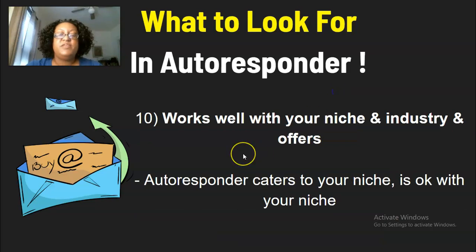Okay. The next thing, and this is really important, I learned this lesson the hard way. You need to pick an autoresponder that works well with your niche and your industry and your offers. For example, there are several autoresponders out there that do not like affiliate marketers. If you're an affiliate marketer, then you need to be careful about which autoresponder service you pick, because they can shut down your list at any point. They can deny you from uploading and importing your list from other sources. So make sure you have an autoresponder that caters to your niche and is okay with your niche, whatever that is.